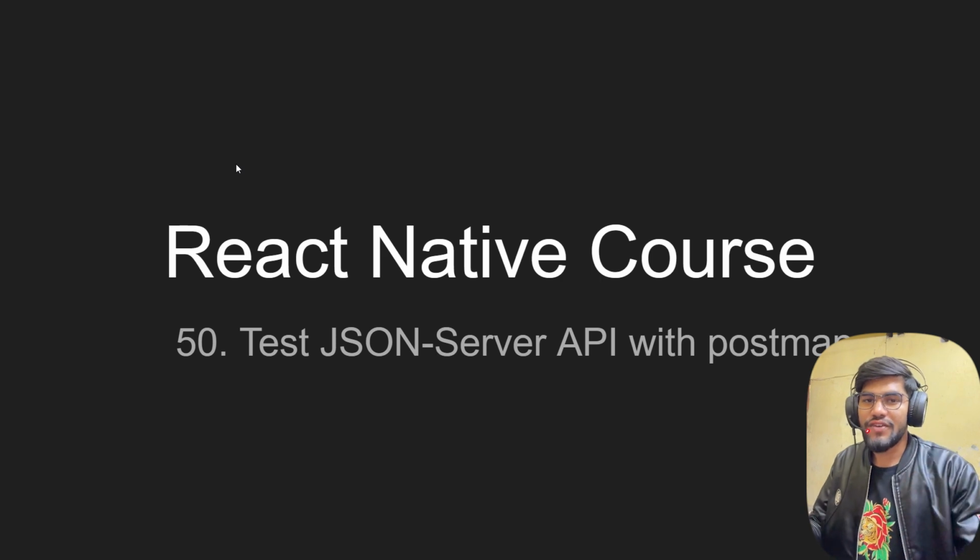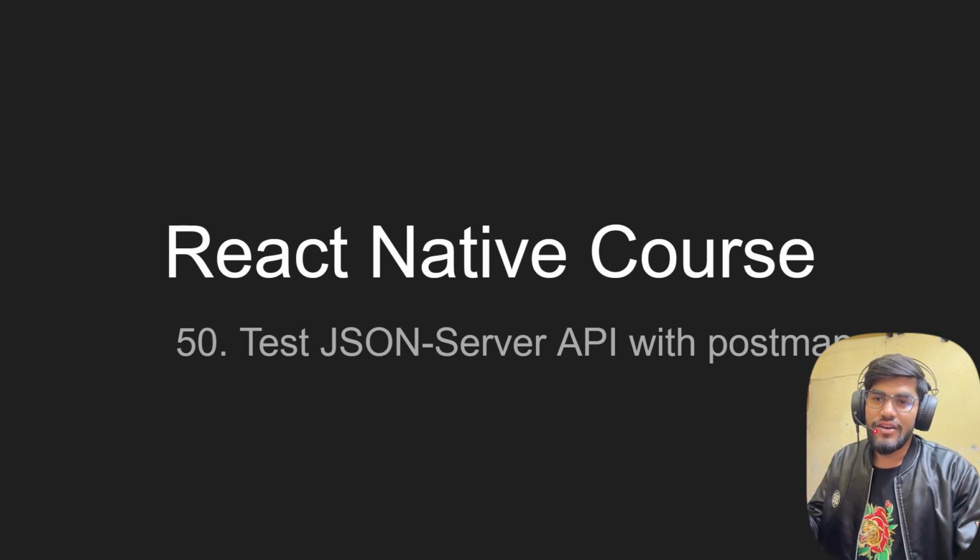So in the next video, we're going to do CRUD in Postman. We're going to test our JSON server API, all the endpoints: create, read, update, and delete in Postman.